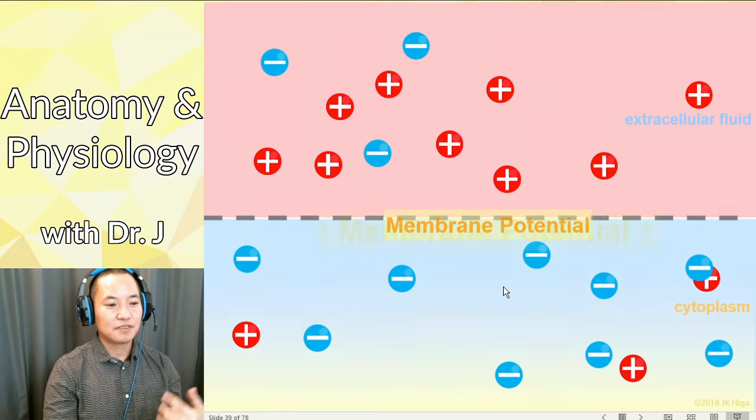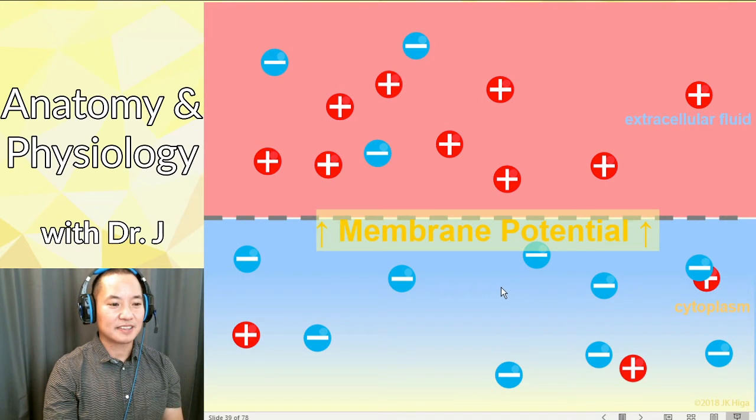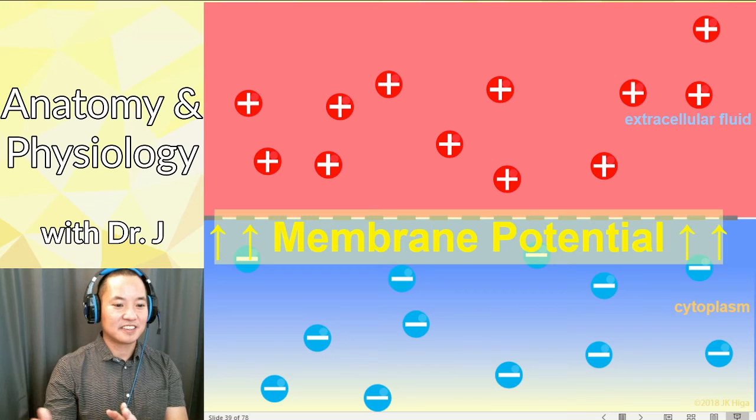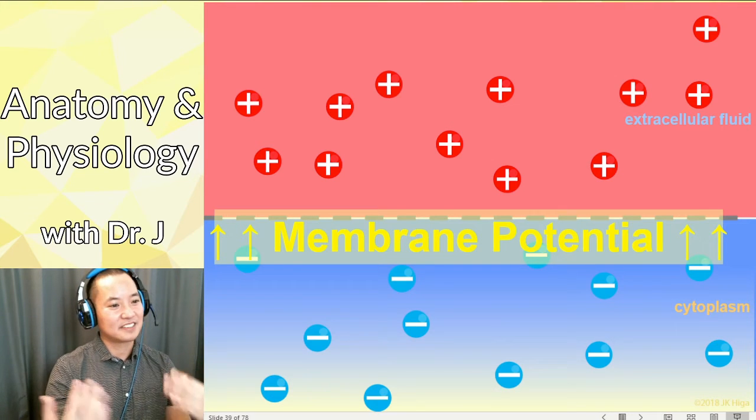But what if you further exaggerate this imbalance? Well, now this part got a lot more positive. This side over here got a lot more negative. So now we increased our membrane potential. The difference between the sides increased, so the membrane potential increased. Now we have complete separation of charges. Now all the positives are on one side, like that school dance, and all the negatives are on the other side. In this example, we have the maximum membrane potential.